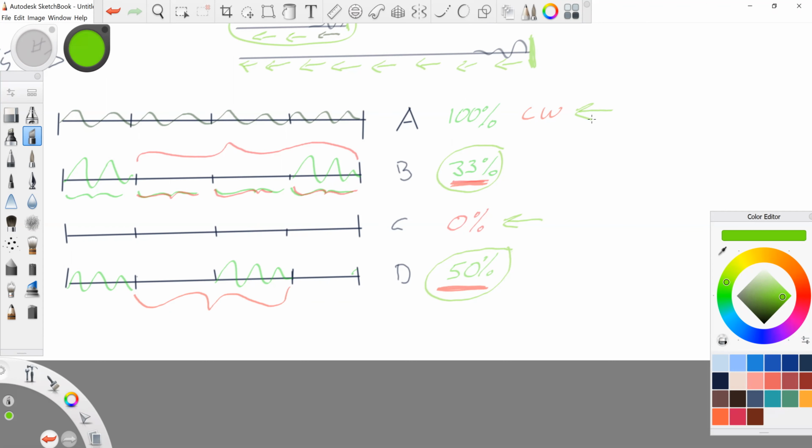I'm going to hold off on the rest of these for now because they should be easy enough to follow.